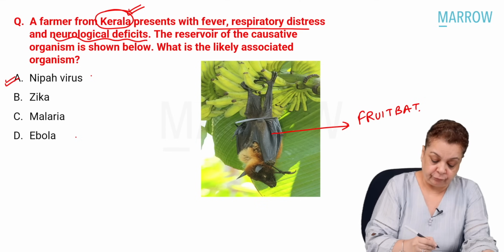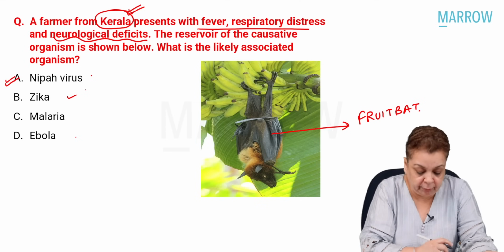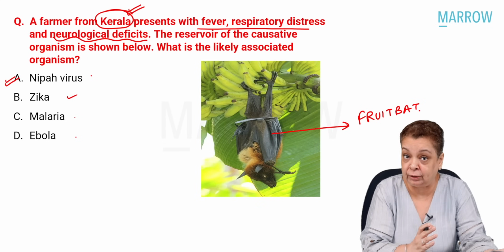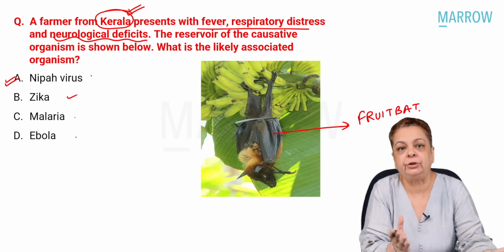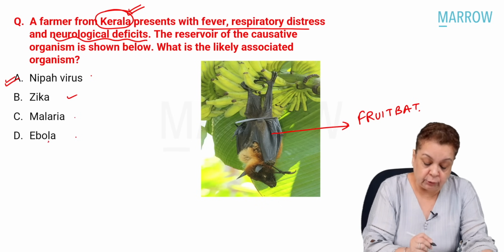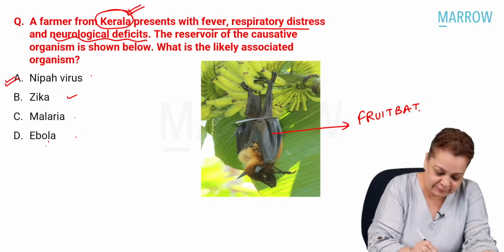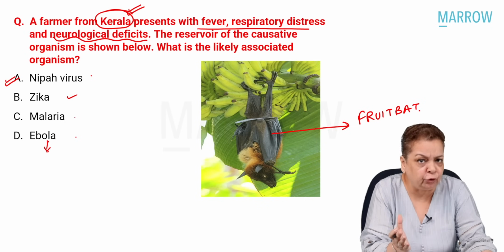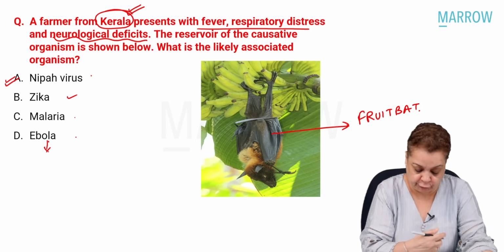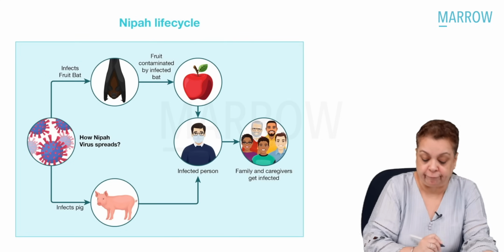Okay. The others can be easy. For Zika, the reservoirs are primates. For malaria, there is no animal reservoir except for Plasmodium knowlesi, for which the reservoirs are macaques. Right? Ebola is only reported from Africa, not yet reported from India, and thank God for that. And plus, it will not present with neurological deficits. It will present with hemorrhagic manifestations. It's a hemorrhagic fever reported in Africa.